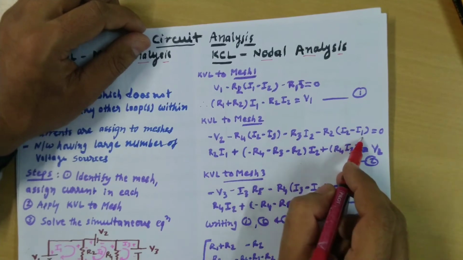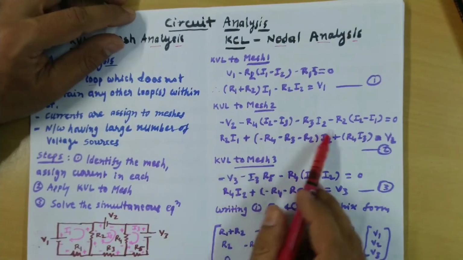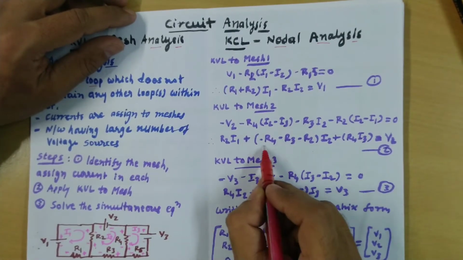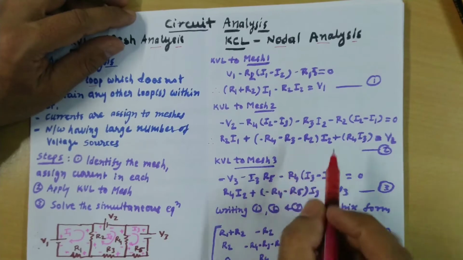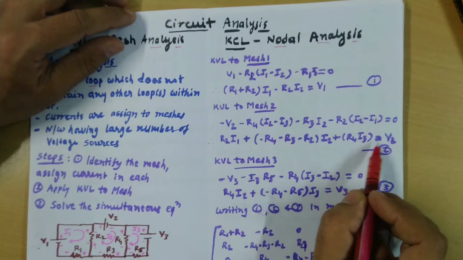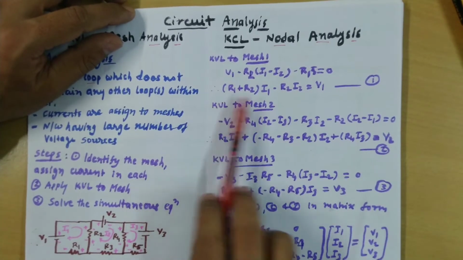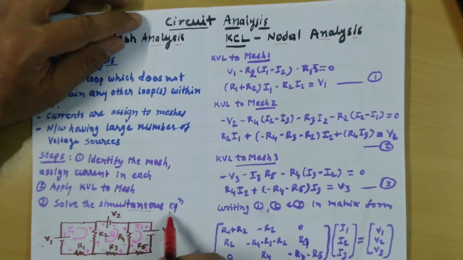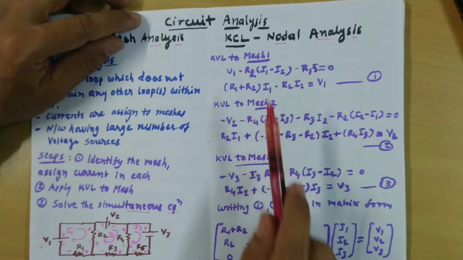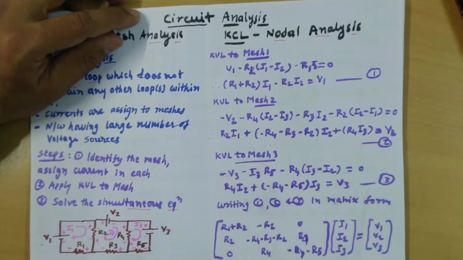So I2 minus I1 is equal to 0. Simplifying this equation, we get R2 I1 plus in bracket minus R4 minus R3 minus R2 multiplied by I2 plus R4 I3 is equal to V2. So we will convert the equations in the form of simultaneous equations so that we can solve them easily. Our variables in this case are currents I1, I2, I3.